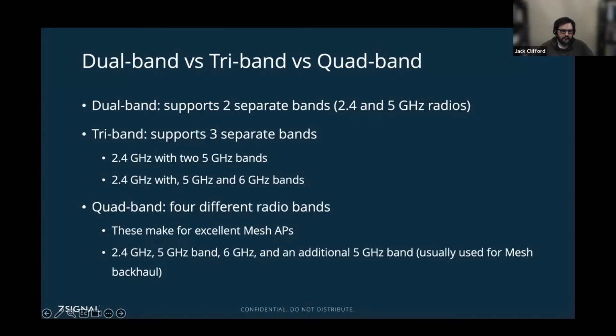So you'll have your 2.4 for your legacy devices. You'll have a dedicated 5 gig, typically for your backhaul, so connecting your APs together in that mesh deployment. You'll have a 5 gig for client activity, and then also a 6 gigahertz band serving clients as well.